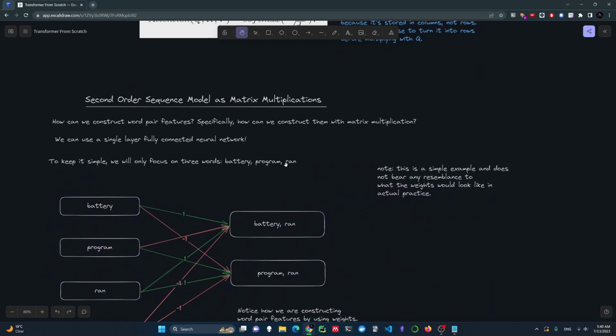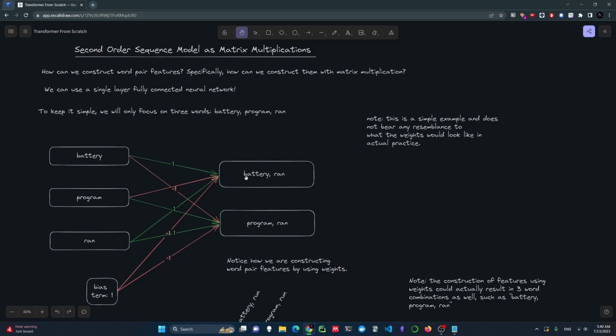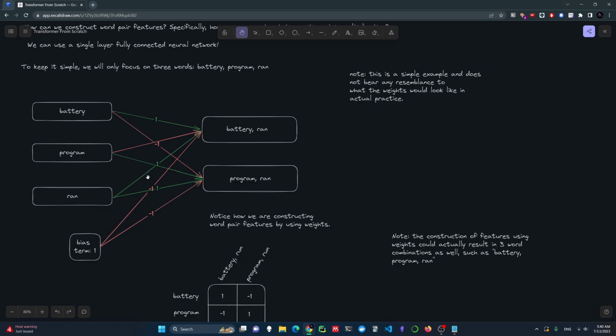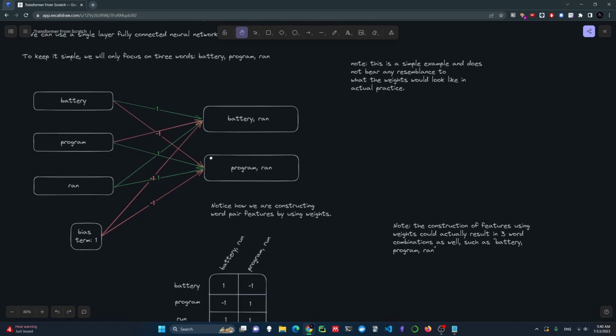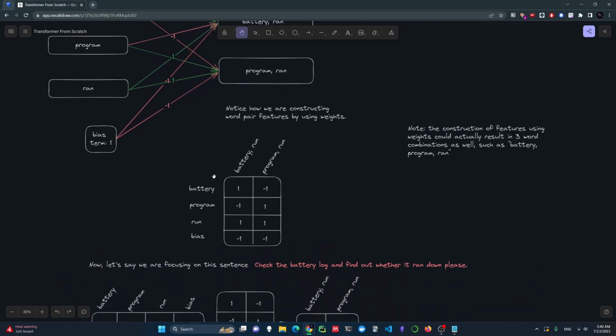And finally, we talked about the second order sequence model as matrix multiplication. How do we actually construct these word pairs? Given these words, how can we end up here? And this could theoretically end up with three words.